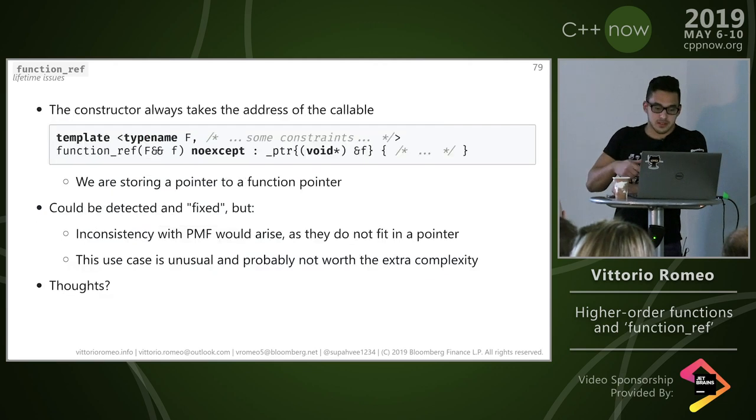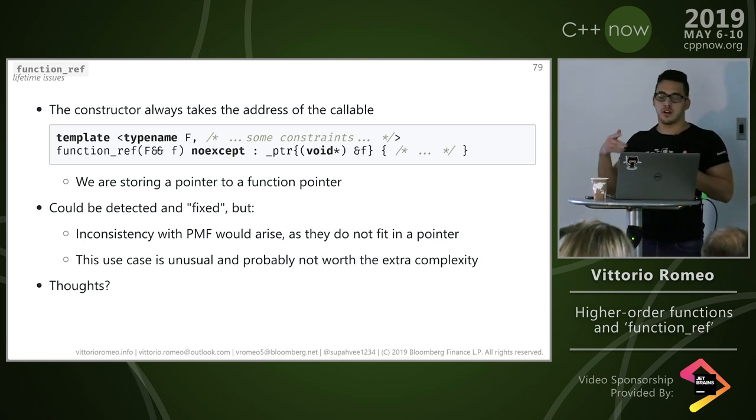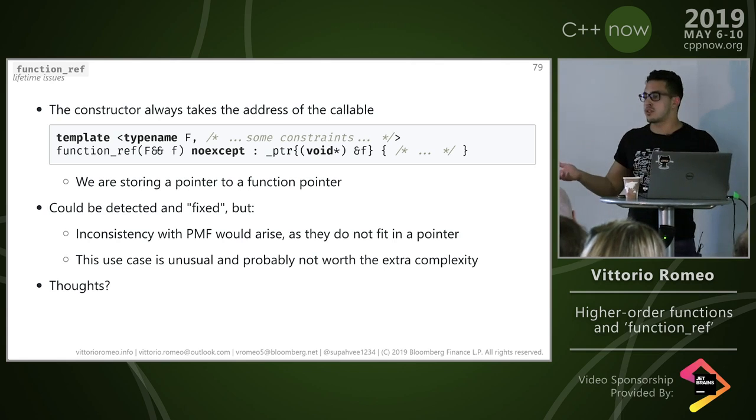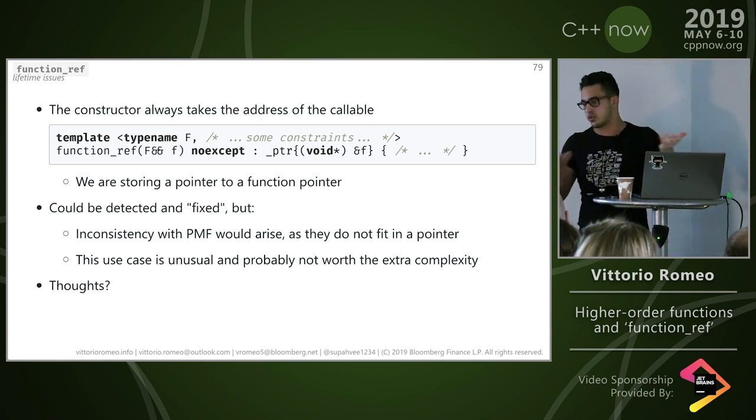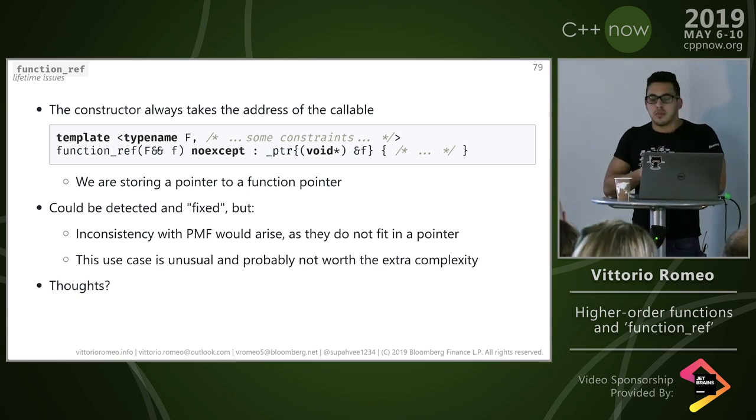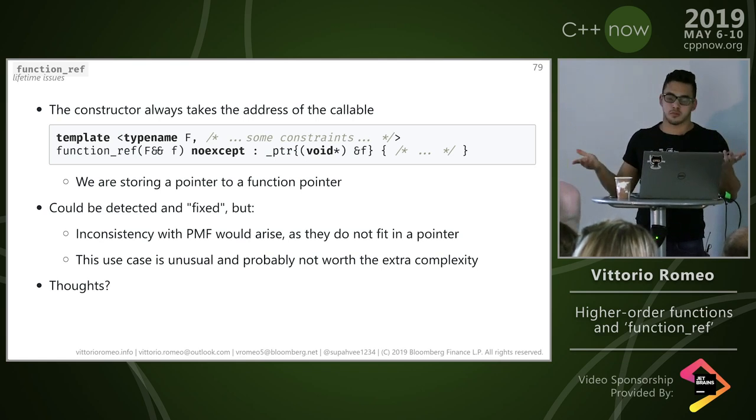Okay. So if we go a little bit deeper, you see that the constructor always takes the address of the callable. So in this case, we're storing a pointer to the function pointer, which works in the normal use cases, because if this is a function parameter and you pass a free function to construct a function_ref, it just works. However, we could make this case work even if it's not a function parameter.